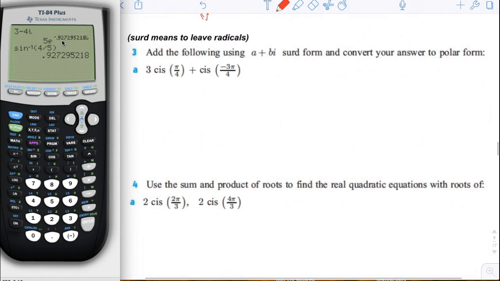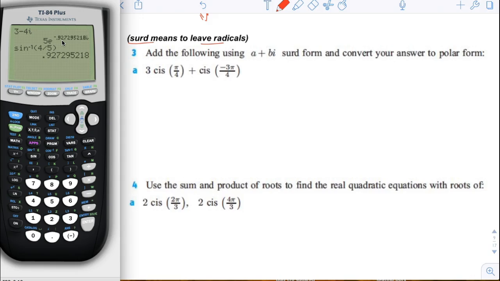Let's do number 3. Remember, surd means to leave everything in radicals. So number 3, add the following using a plus bi surd form and convert your answer to polar form. So let's leave exact expressions for sines and cosines of pi over 4 and special angles, okay? So 3 cis pi over 4 would be 3 times cosine of pi over 4 is square root of 2 over 2. Sine of pi over 4 is also square root of 2 over 2.